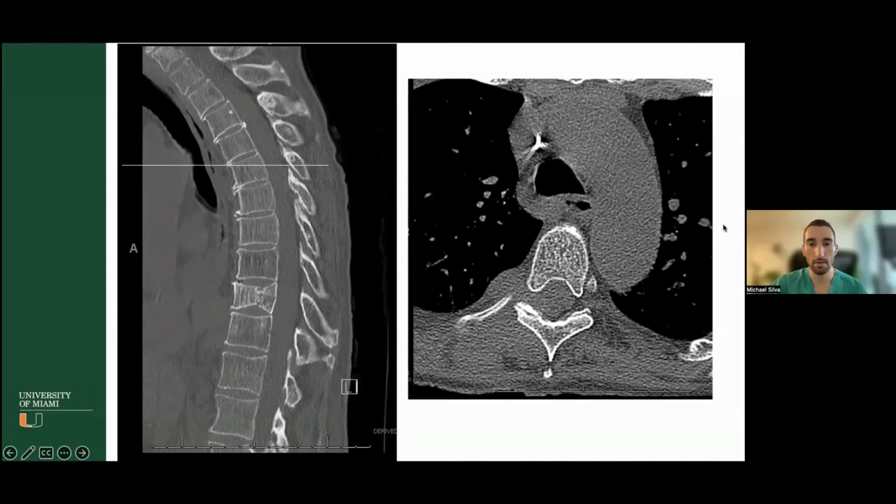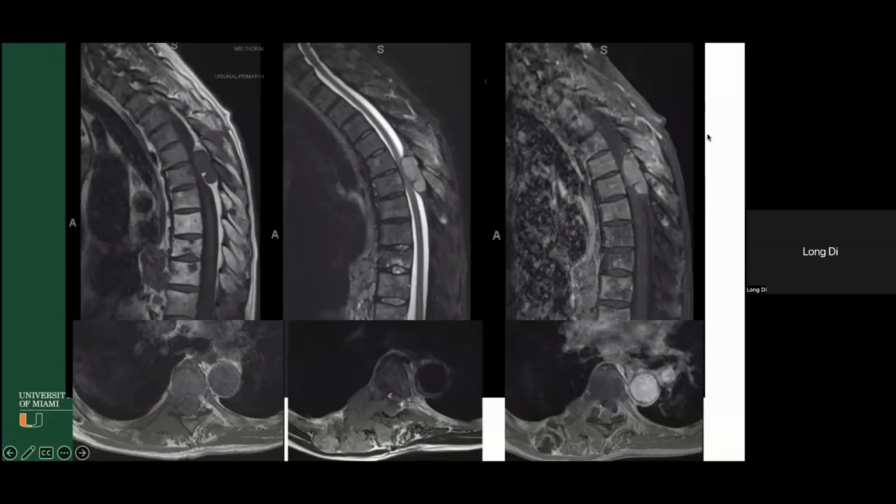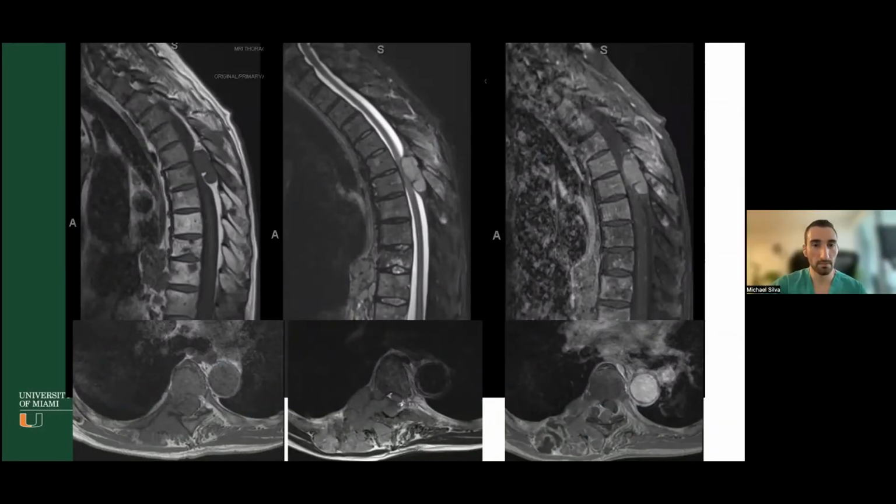All right, so let's go to the MRI. What do you see here? It looks like there's what appears to be diffuse bony involvement of the metastatic disease, as well as what looks like maybe an extramedullary intradural lesion. Why do you say intradural? Let's first identify what sequences these are. So from left to right, what MRI sequences are we looking at?